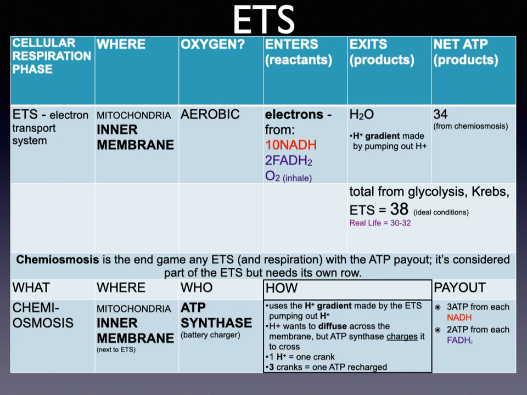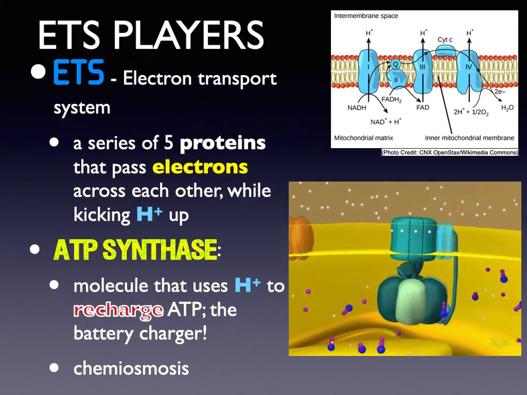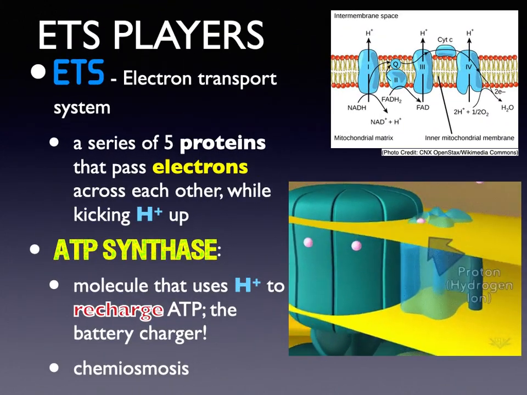Chemiosmosis is the end game, and this is how you recharge ATP. Where does it occur? Also in the inner membrane next to the electron transport system. ATP synthase, which we're going to call a battery charger, is a big player. And that H+ gradient, what you do is you bring protons back through, you crank them, and then you can recharge ATP. There's a nice little GIF for you.